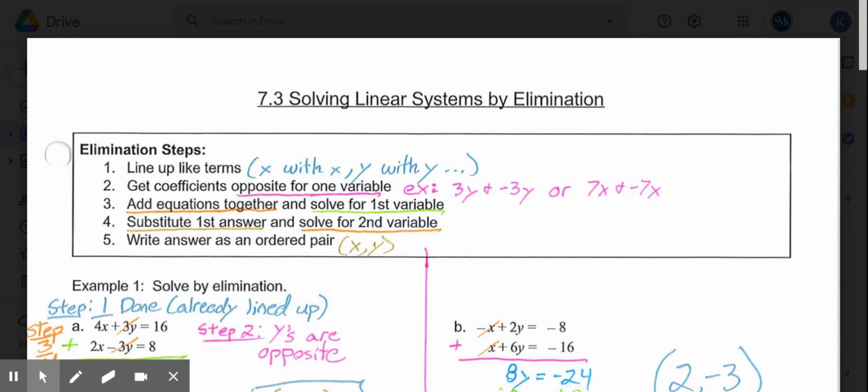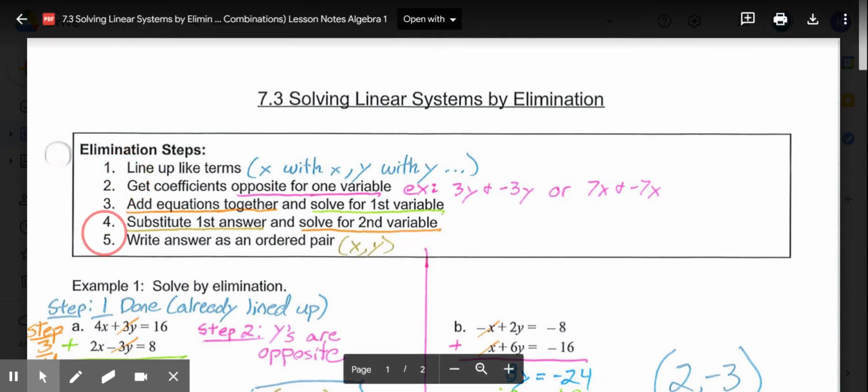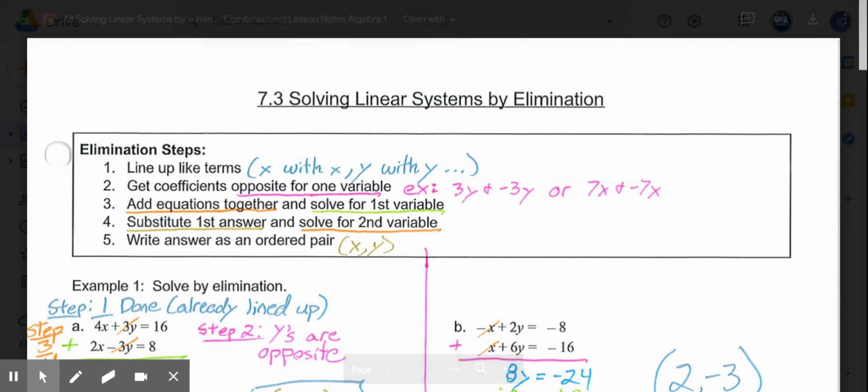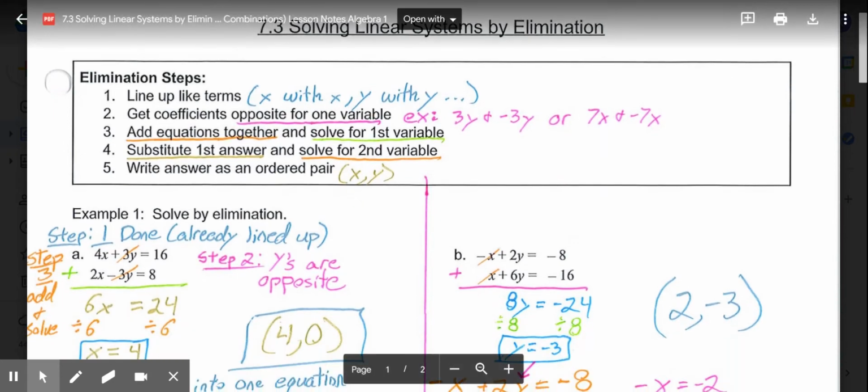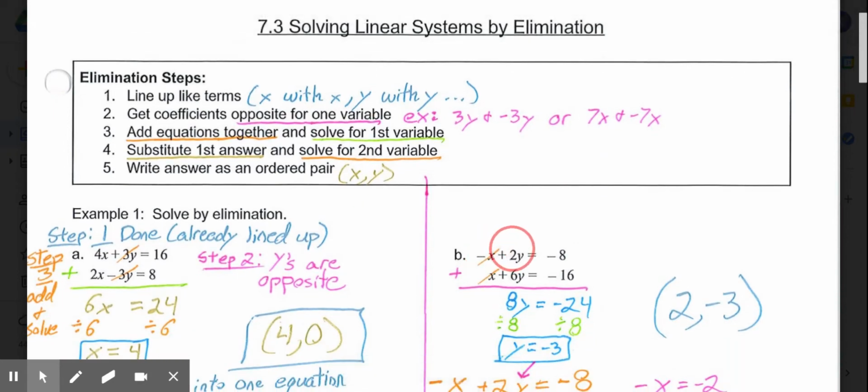So when we are looking at linear elimination, we have 5 steps to follow to get through the system of equations. The first step is to line up like terms. So that means line up the x with the x, y with the y, the constant on its own with the constant, and we line it up vertically. So we would want the x above the x, the y value above the y, the number above the number.